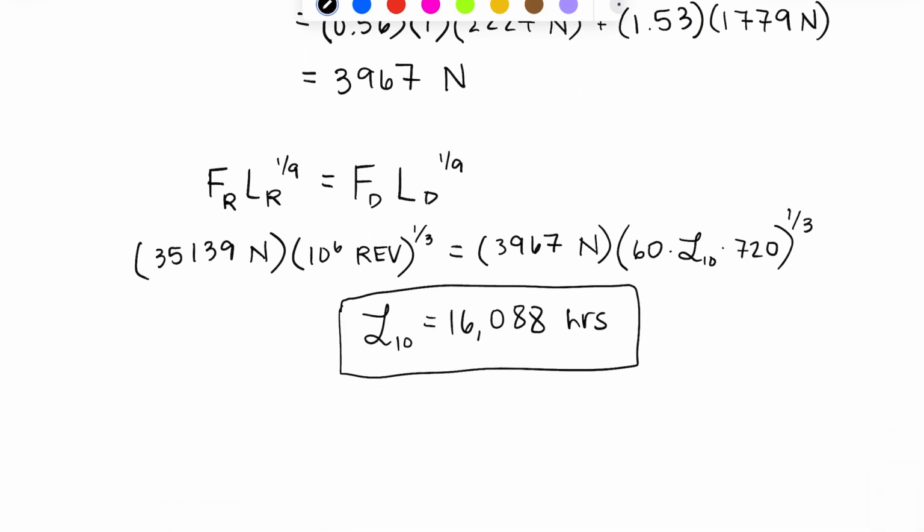So I hope this video was useful. In the next one, we will talk about the American Bearing Manufacturing Association boundary dimensions so that you can spec bearings with particular width and diameter series codes. And then we will move on to journal bearings.